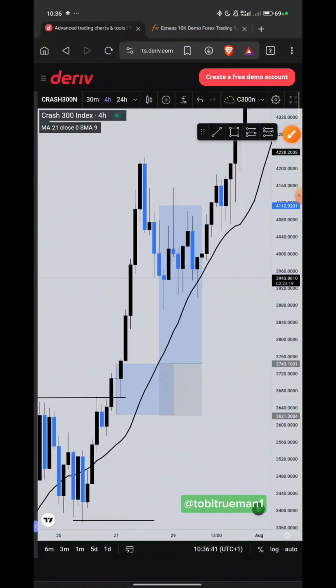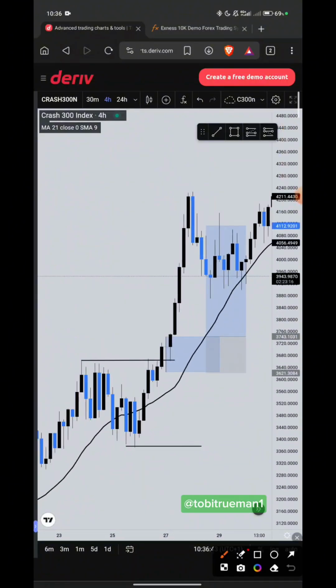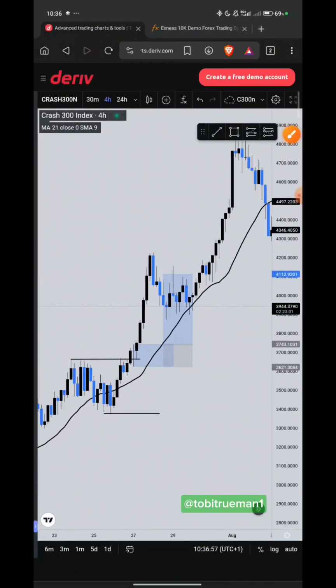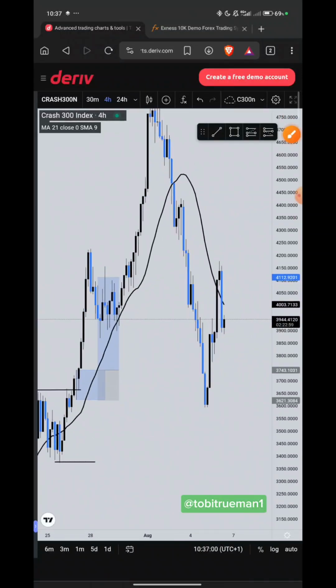And this was a flip, like resistance now turning to what? To support. In our flip model, on the pullback, price takes the resistance, turns it to support, then gives us our morning star candlestick pattern of entry. But you can see the signal was not tapped. But you see what happened here?